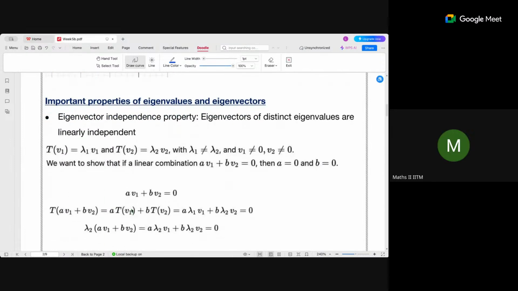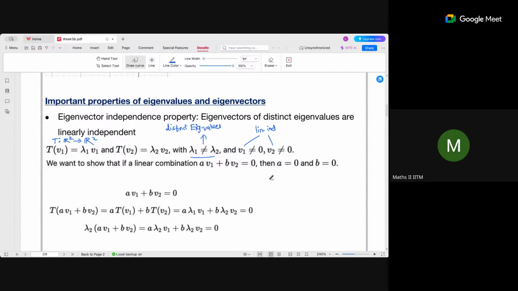In general, eigenvectors of distinct eigenvalues are linearly independent. It means, suppose you have T from R2 to R2, and you have two eigenvalues lambda 1 and lambda 2 which are distinct. So this means the eigenvalues are distinct. If we have distinct eigenvalues, then the corresponding eigenvectors v1 and v2 are linearly independent. This is the statement.